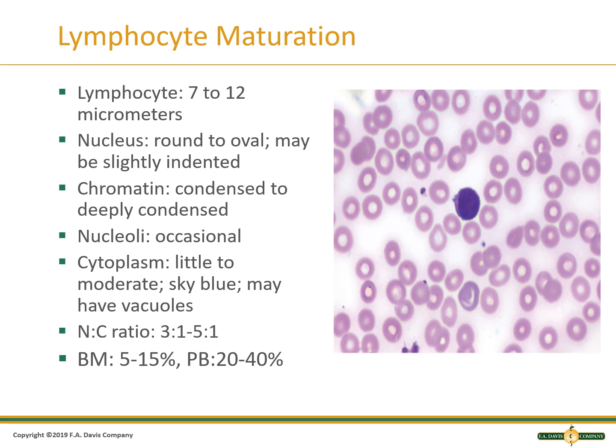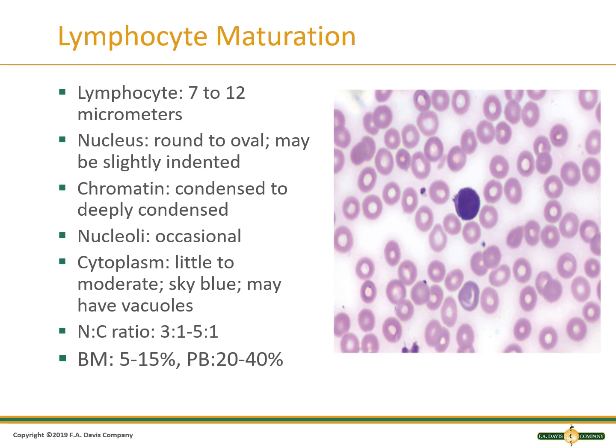So the nucleus is going to be round to oval. You might have a slight indentation. This one does not. The chromatin pattern again is condensed to deeply condensed, very dark and consolidated. You can see occasional nucleoli in the nucleus. The cytoplasm is very little to moderate.